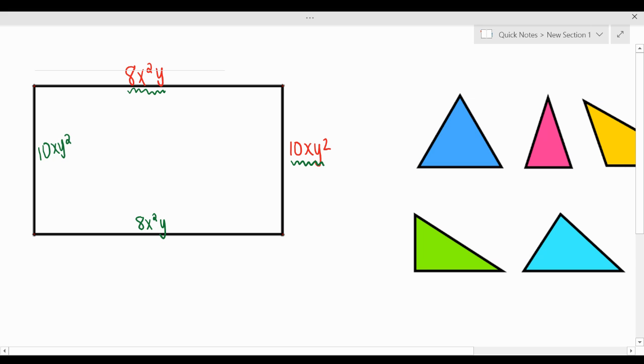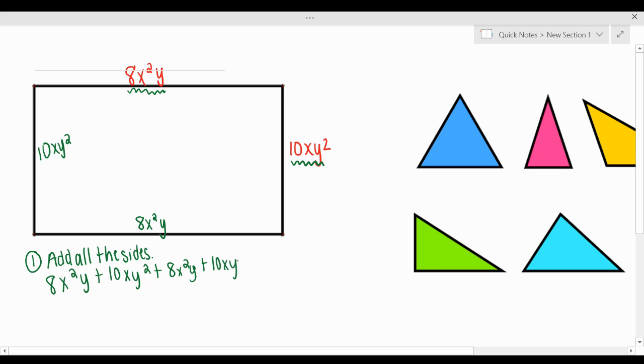Now, there are two ways to find the perimeter of a rectangle. The first one is to simply add all the sides, which honestly is what most of you are going to do because that is the formula for every single one of these problems, okay? So we would do 8x squared y plus 10xy squared plus 8x squared y plus 10xy squared.